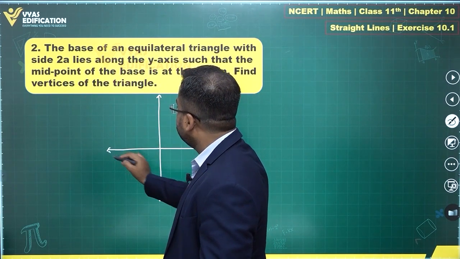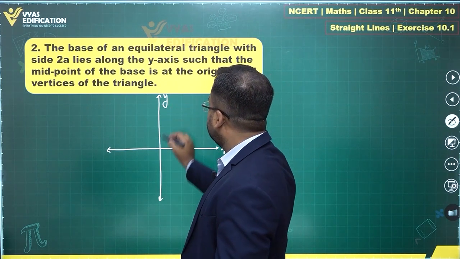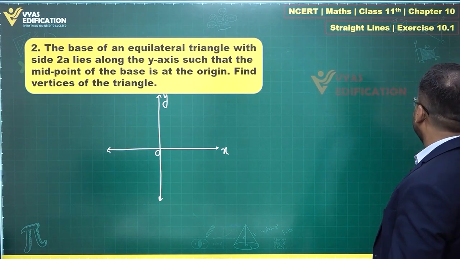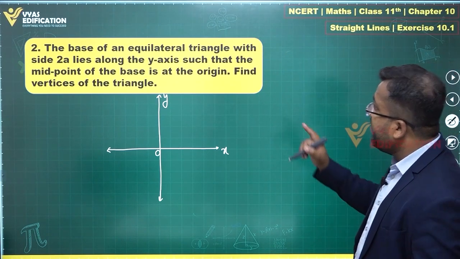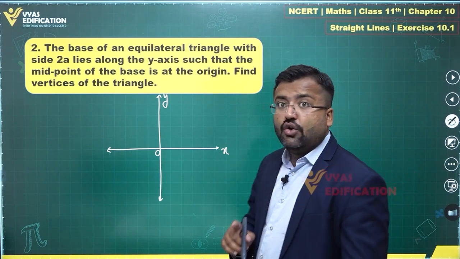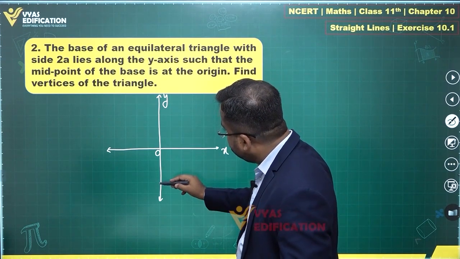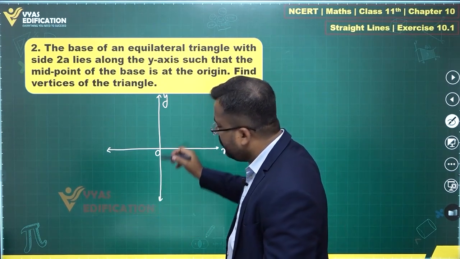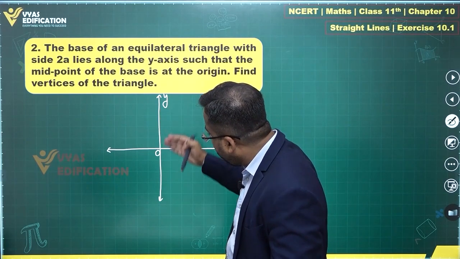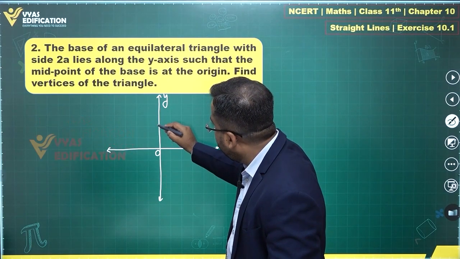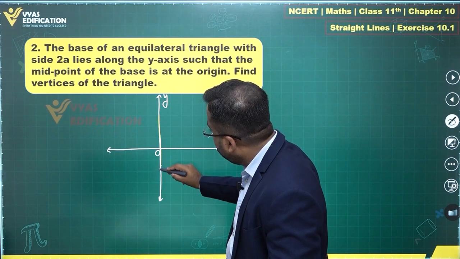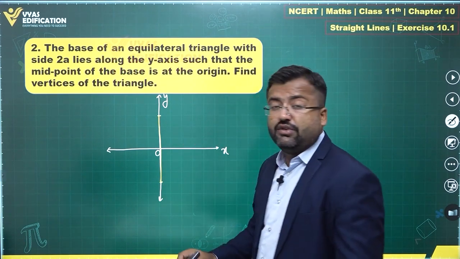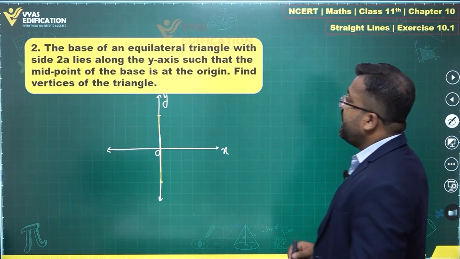These are the x and y axis respectively. This is the origin. Okay. Base of an equilateral triangle with side 2A lies along the y-axis such that the midpoint of the base is at the origin. So the base is this and the midpoint of the base is at the origin. So the total length 2A will be divided A above and A below. So let's mark this will be the base, right? This will be one end point and this will be one end point of the base. Okay. Find the vertices of the triangle.